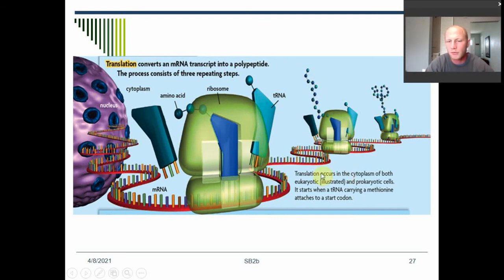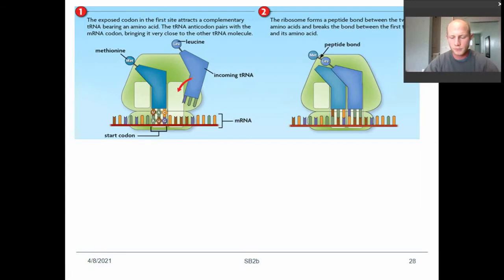Translation occurs in the cytosol for both eukaryotic cells. Eukaryotic are the guys like us. We have a nucleus in our cells. Prokaryotic cells are like bacteria that do not have a nucleus.